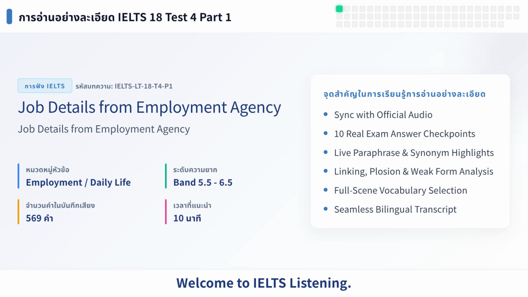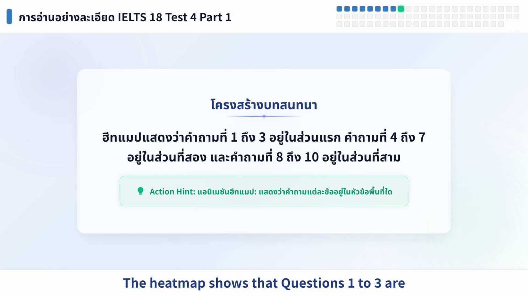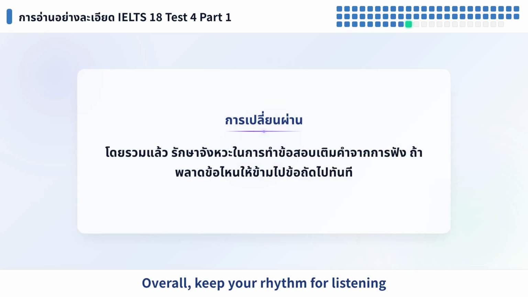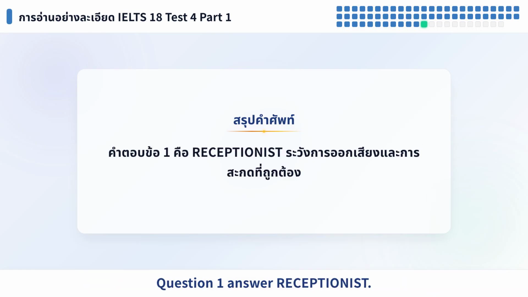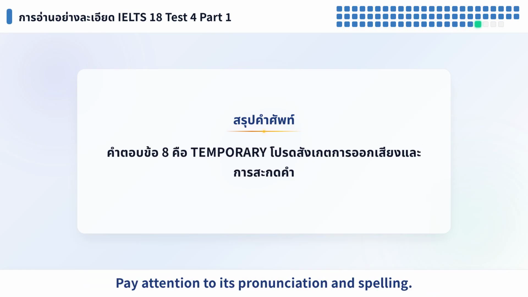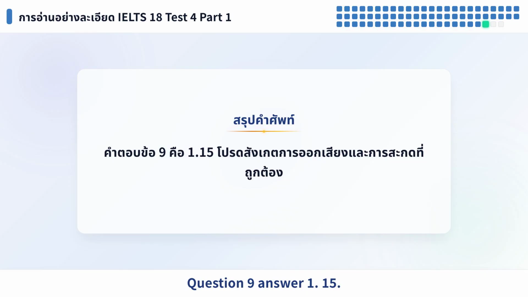Welcome to IELTS Listening. Today we study IELTS 18 Test 4 Part 1, Job Details from an Employment Agency. This part has 10 questions. They are all note or form completion. Remember the word limit, one word and or a number. Part 1 has only one way to find answers, keyword location. All questions appear in the same order as the recording.